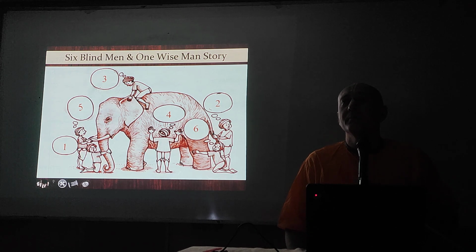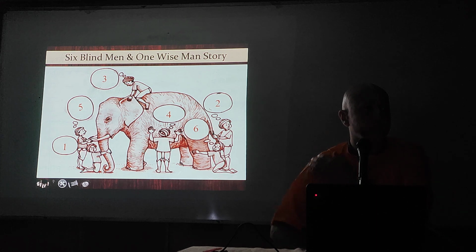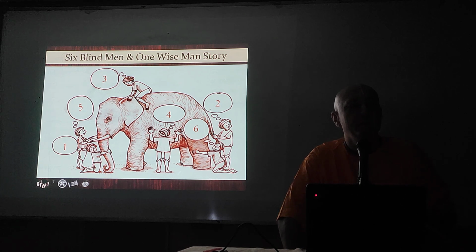Hypothetically, there were six blind men and they tried to understand what an elephant is. They were brought in front of the elephant, a very timid, peaceful elephant, and they started touching different parts of it. And then they came to different conclusions. The first one touched the trunk and thought, oh, an elephant is just like a snake, because the trunk feels like that.